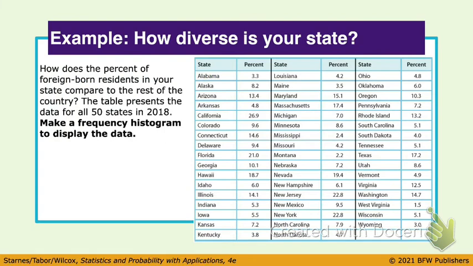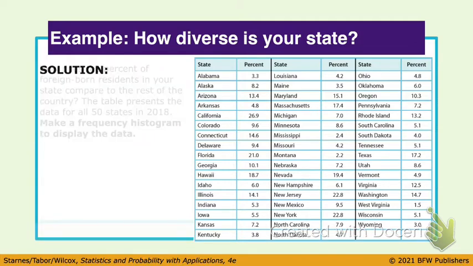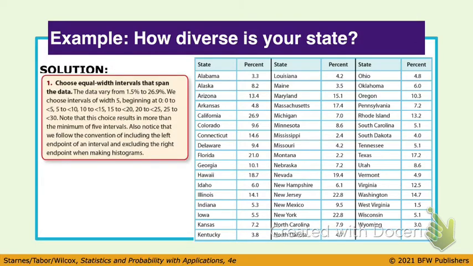So this is data about the percent of foreign-born residents in your state compared to the rest of the country. The table presents the data for all 50 states in 2018. And so we're going to make a frequency histogram to display the data. Just FYI, a frequency histogram means that on the y-axis I'm going to have frequencies, not percentages.